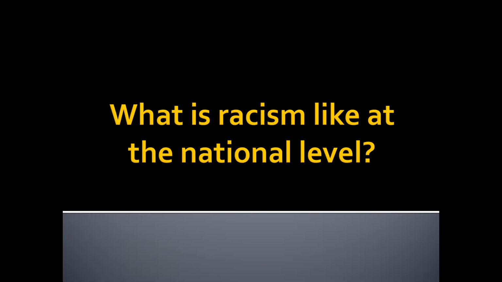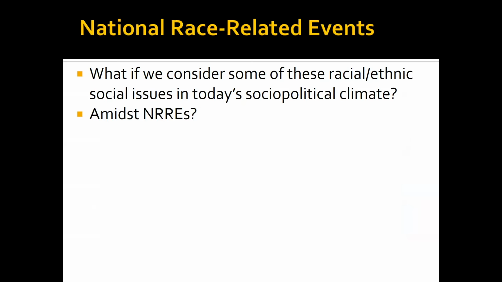All right, so now let's think about, what about currently? What's racism like at the national level in terms of some of the dialogues that we've been having as a country? What if we consider some of these racial and ethnic social issues and the backdrops with today's socio-political climate? What if we think about it among these national race-related events that we've seen, particularly over the past 6 months, but honestly, I'd say over the past 10 to 15 years, they've really come to the forefront. So here are some of these events. You'll probably remember some of these faces.